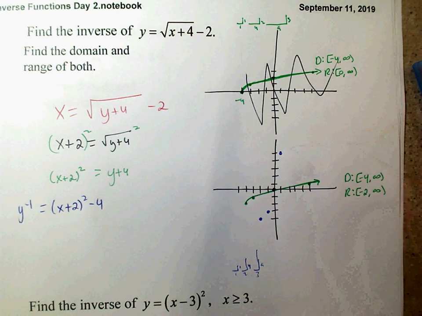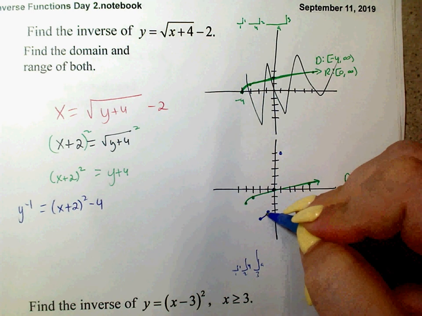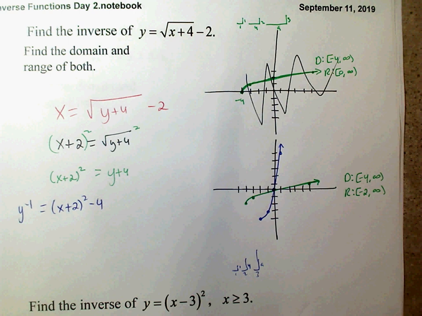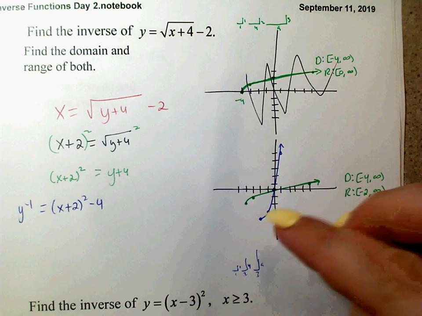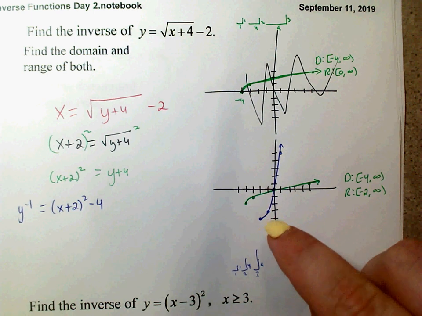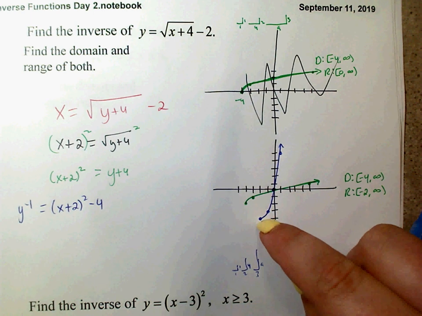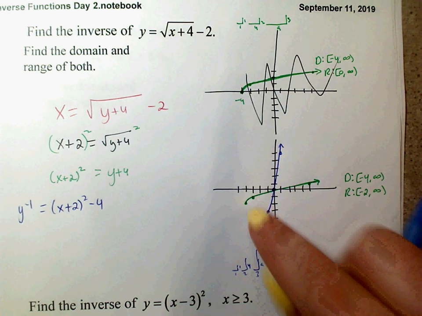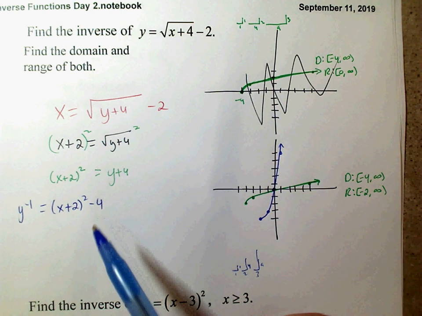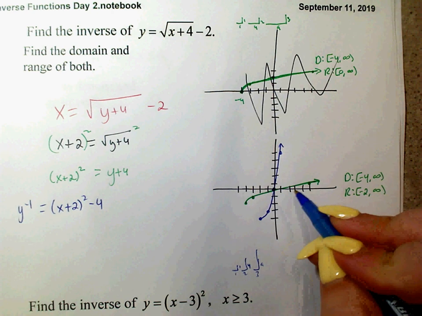And this will be the right side of my quadratic. Now, when you think about inverses, remember they are reflections across the diagonal. With only the right-hand side of this quadratic, I have reflected this square root, which means it's not the full quadratic that is the inverse, okay? This function is 1-to-1, which means its inverse will be 1-to-1.